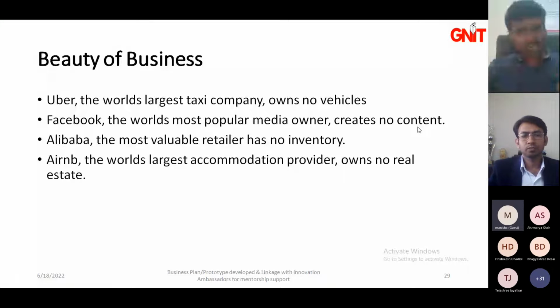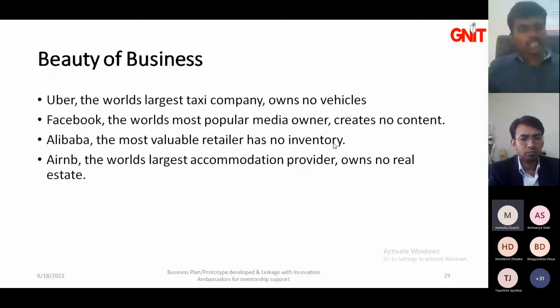Then third comes Alibaba. He is one of the top entrepreneurs, the third highest. Alibaba is a retailer, a valuable retailer, but he has no inventory, no stock, no goods. He doesn't have any goods. He is just exchanging the thing. But he is the third topmost entrepreneur. He doesn't have goods in his stock, he is just sharing. That's it.